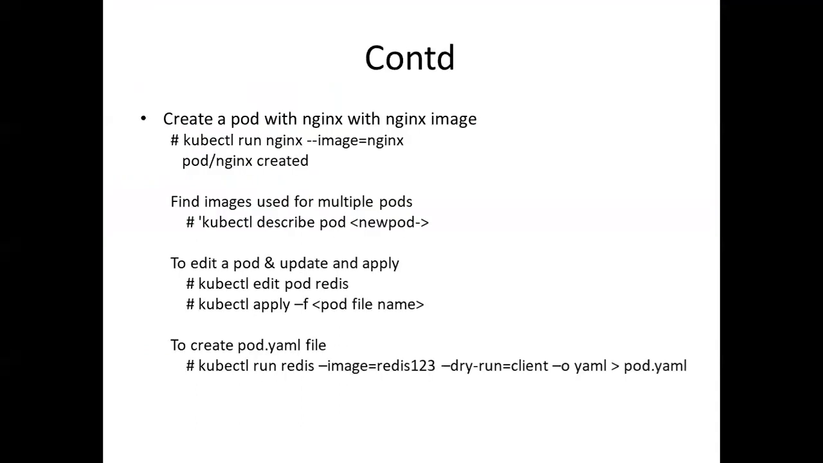Okay, so now creating a YAML file is a tedious process. Tell me, is there a way so that I can simply generate a YAML file? Yes, there is an option. For example, I want to create a pod called redis using an image called redis123. I don't want to actually create it, but I want to create it in a YAML file.